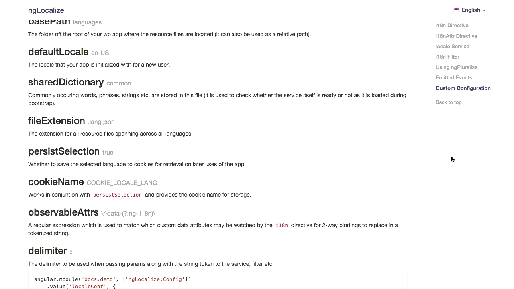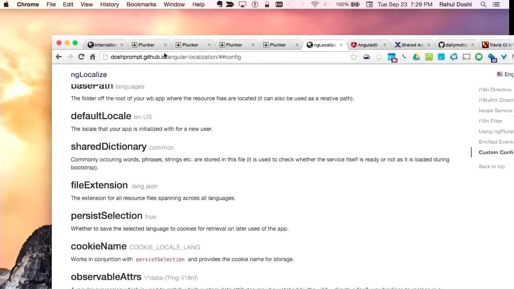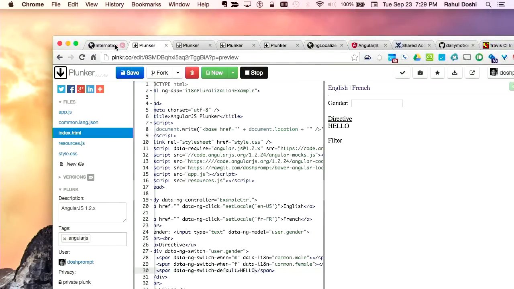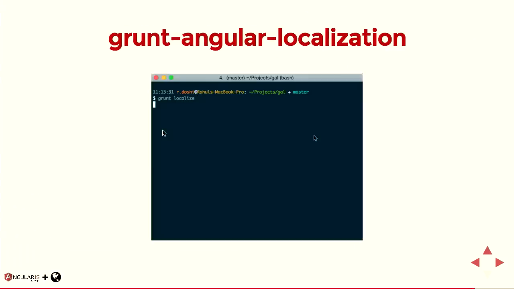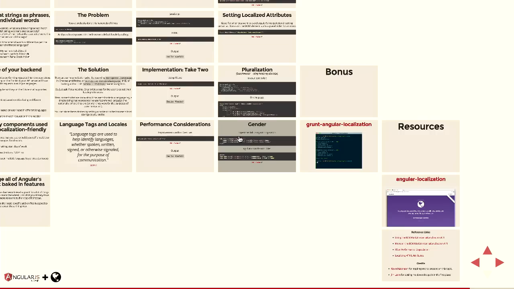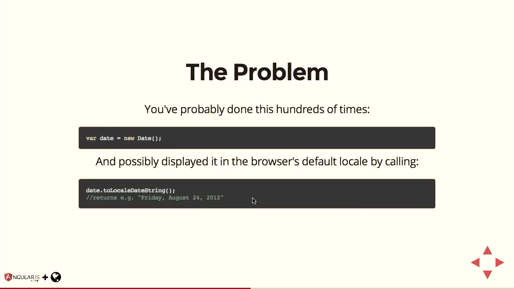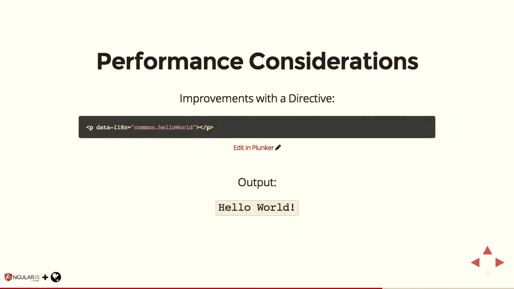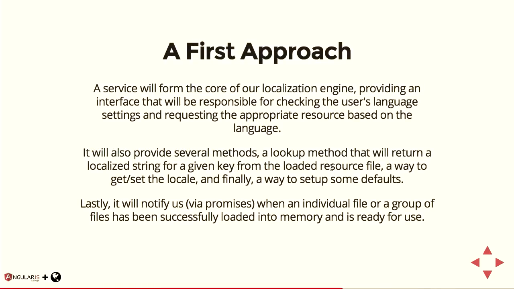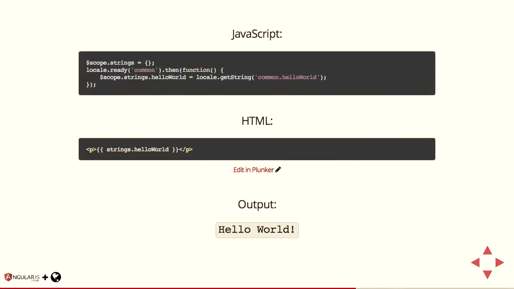So yeah, it's a very good library. Do you provide a service that I can use inside a controller? Yes. The first thing I talked about was it's called Locale, not $locale, just Locale. The first example I talked about was using just the Locale service, right? And I can show you the plunker.